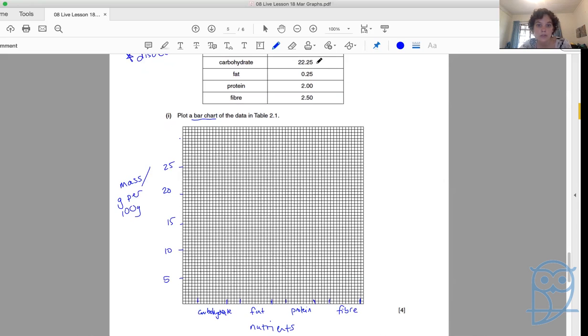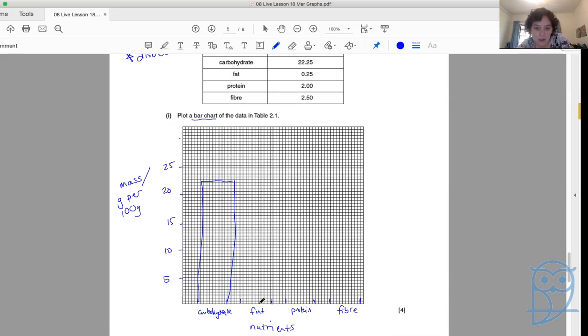22.25: if that's 20, that is 21, that is 22, that's 22.5, so 22.25 is halfway in between there, and that line must be halfway between the bricks. There's our carbohydrate. Yes, it's beautifully straight, use your imagination.